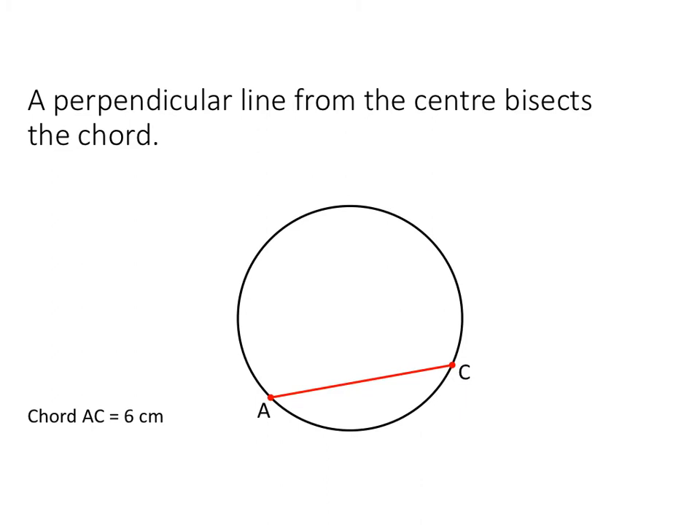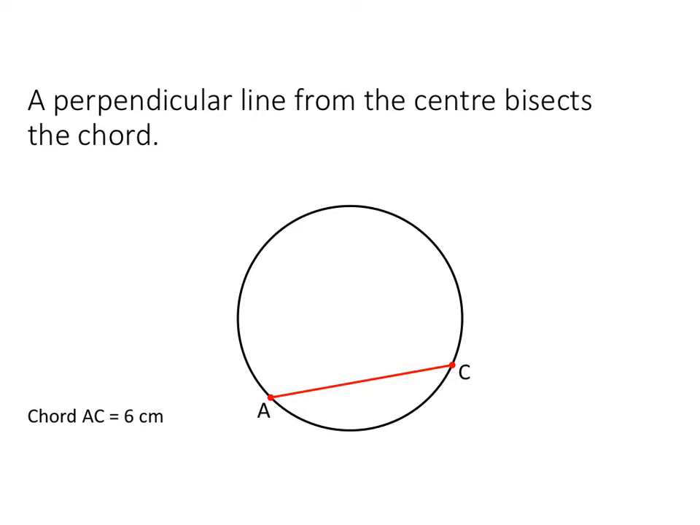So something that we really, really want to keep in mind, and I'm going to read this with our math language first: a perpendicular line from the center of our circle bisects the chord. So there's a couple things going on here.